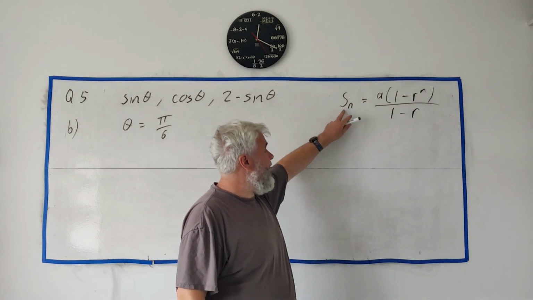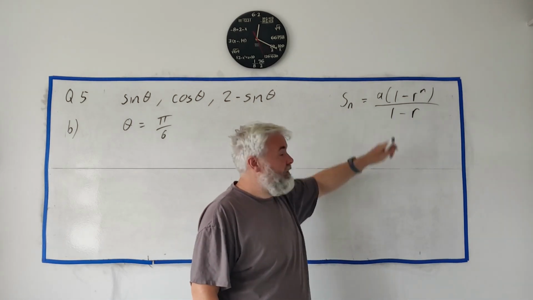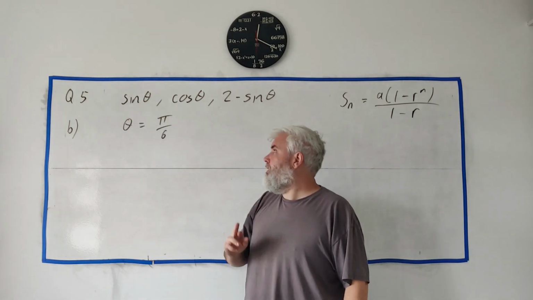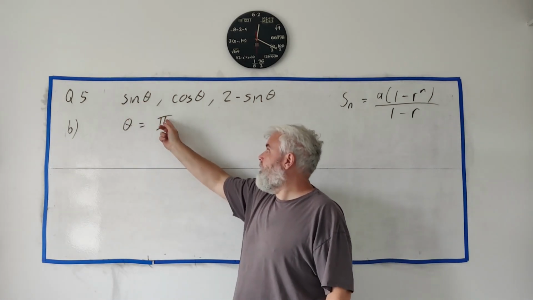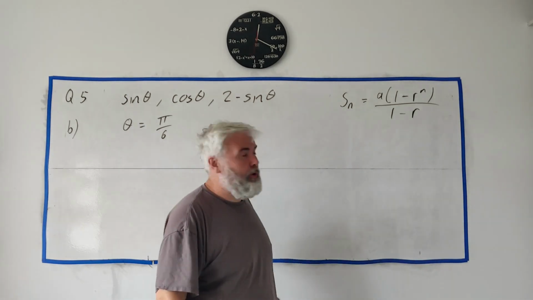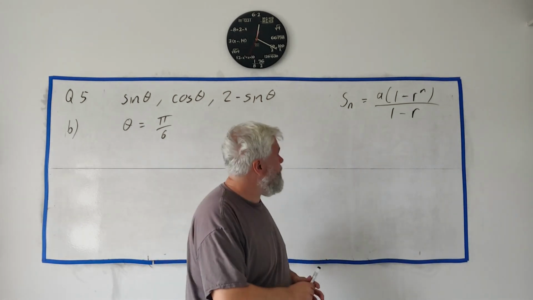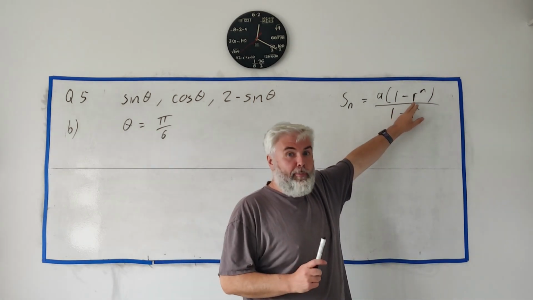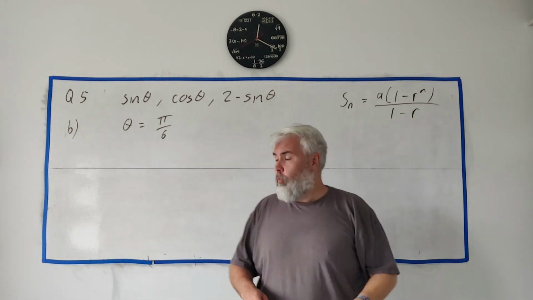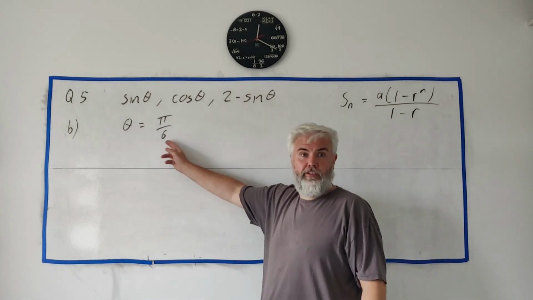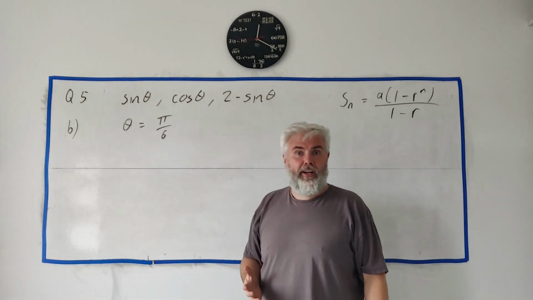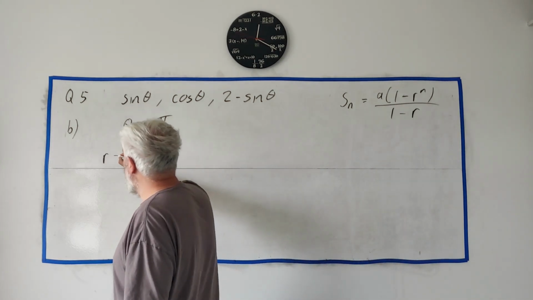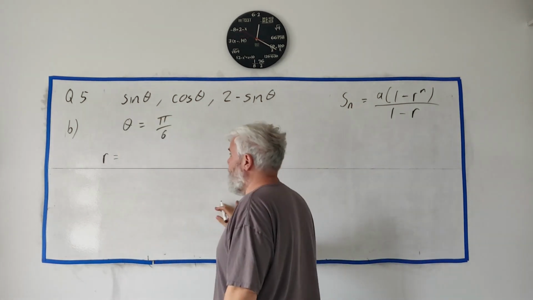So we're going to be looking for S10. A, they gave us a, sine theta. Well, not quite, not sine theta, sine pi over 6, which is actually a half. So we know a. Now, so many students, I'm guessing in this question, would have said r is equal to pi over 6, because it's the answer they got to part A. It's not. r is not equal to pi over 6. We have to find r before we continue.